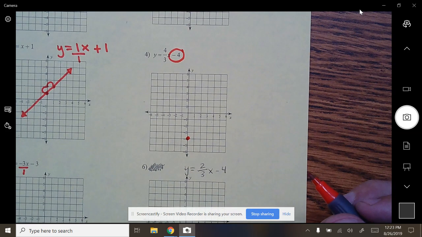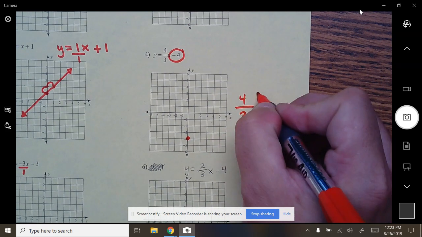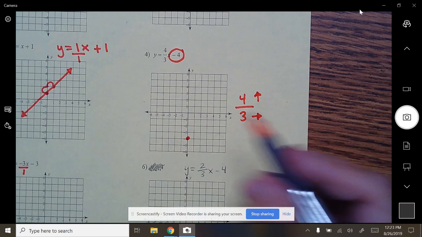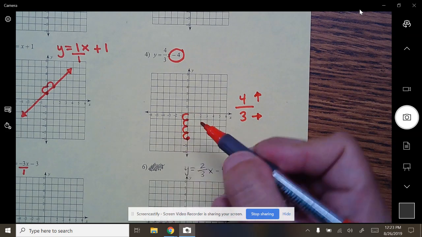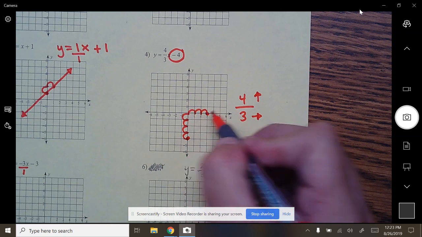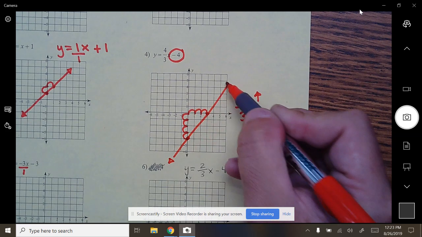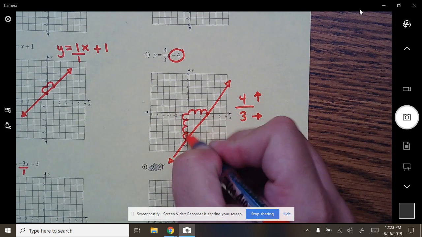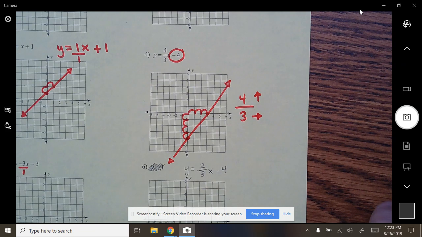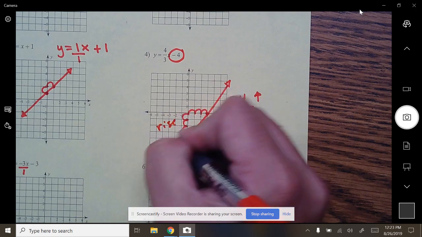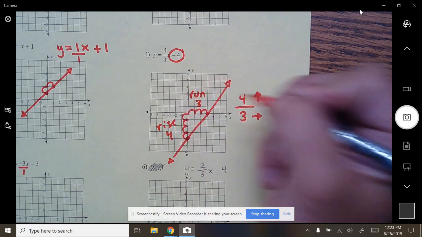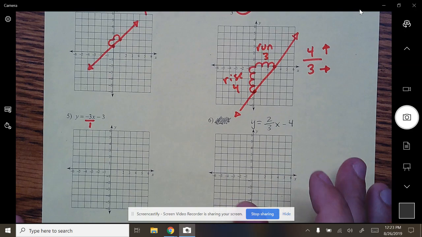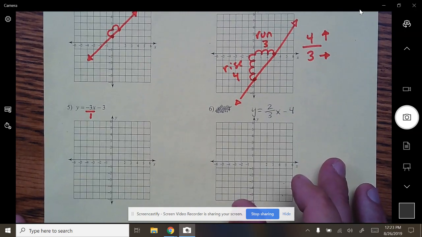And then we're going to rise 4. Your slope is 4/3. We're going to rise 4 and run 3. Okay? So 1, 2, 3, 4. And 1, 2, 3. And there we go. And there's our slope. There's our slope and our y-intercept. I should say there's our linear graph. There's our linear graph of this equation. So we went rise 4, run 3. You guys try 5 and 6 on your own. Do the best you can, and we're going to look at the backside.